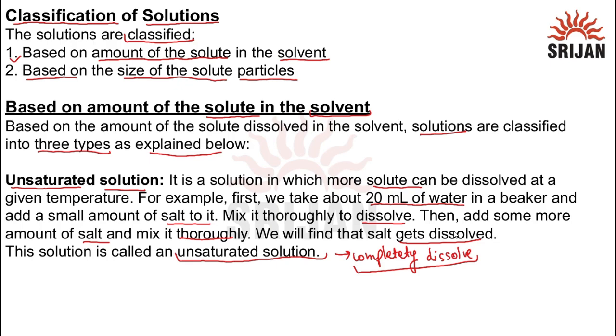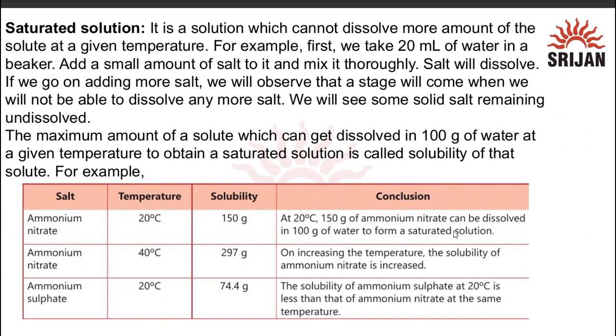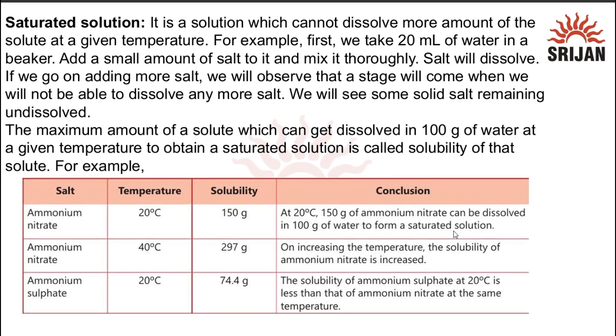Moving towards the next type of solution, that is the saturated solution. It is a solution which cannot dissolve more amount of solute at a given temperature. For example, first we take again 20 milliliters of water in a beaker, add a small amount of salt to it and mix it thoroughly. Salt gets dissolved. If we go on adding more salt, we will observe that a stage will come when we will not be able to dissolve any more salt into it. We will see some solid salt remaining undissolved.